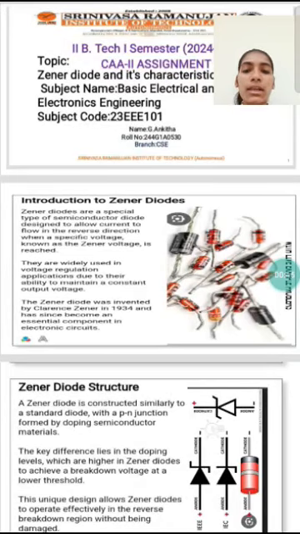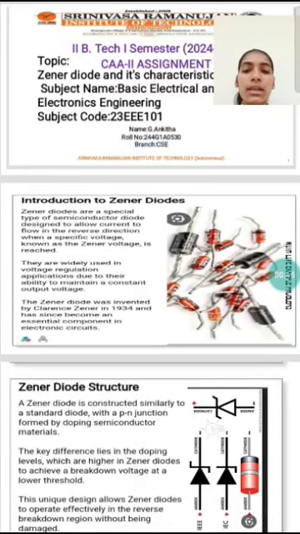Zener diode structure. A Zener diode is constructed similar to a standard diode, with a PN junction formed by doping semiconductor materials. The key difference lies in the doping levels, which are high in Zener diodes to achieve a breakdown voltage at a low threshold. This unique design allows Zener diodes to operate effectively in the reverse breakdown region without being damaged.